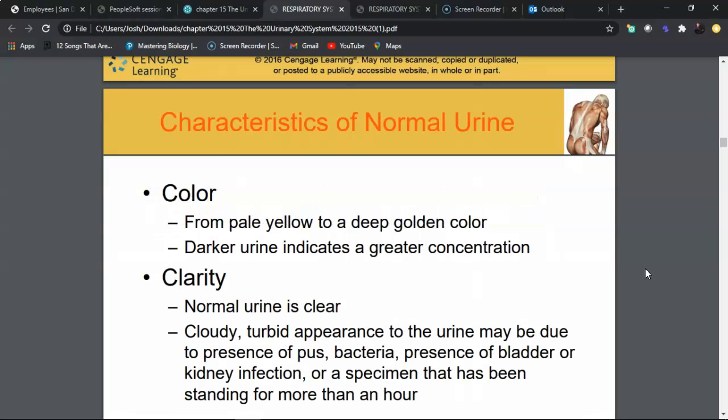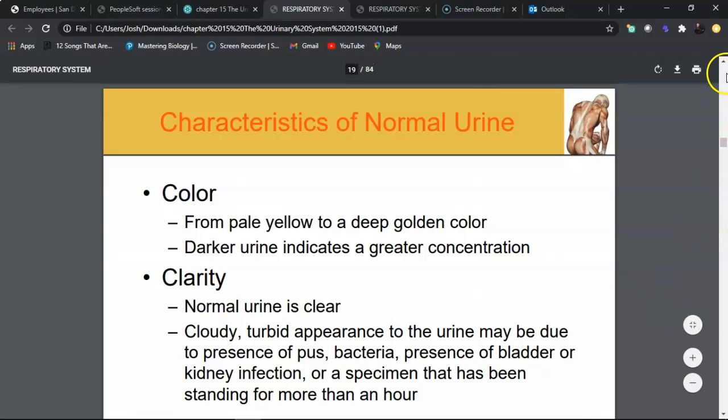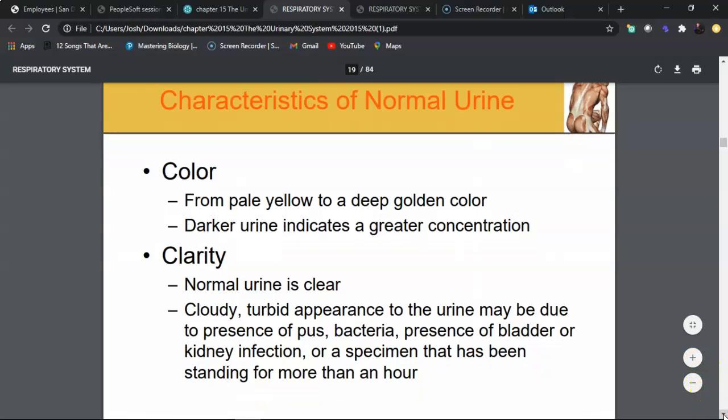Okay, so something else we need to discuss too is the normal characteristics of urine. Interestingly enough, we can see a lot of what's going on with an individual from just a urinalysis or a urine dipstick. So what we'll go through here is some of the normal characteristics of urine, and then some terms that define when we have abnormal constituents within the urine.